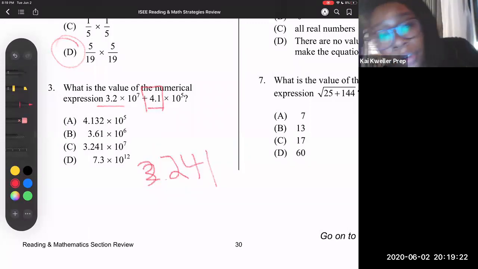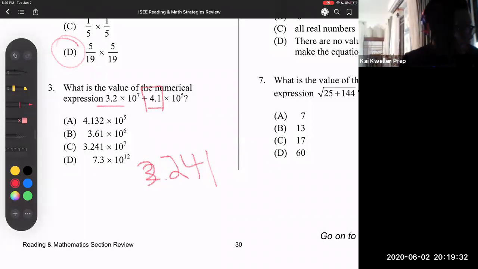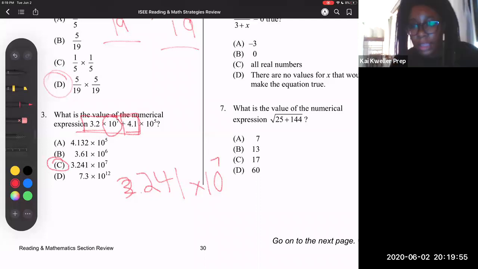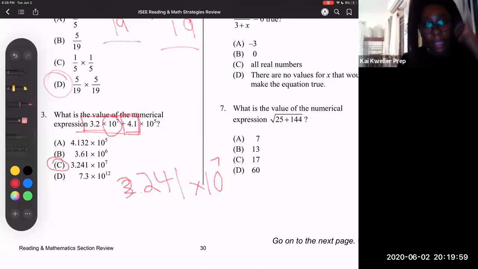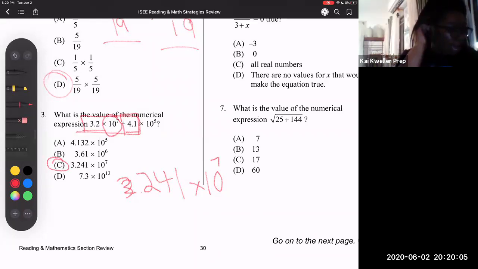Okay? You don't have to write out and expand the full 10 to the power of 7 and 10 to the power of 5. Don't waste your time doing that. And so we see the answer here as 3.241. Because you're adding them together, you're going to go with 10 to the 7 because it's the largest one there. If you were to write it out fully, it would have 7 places, because when you add a smaller to a larger, the larger number of places is what's maintained. So you always add times 10 to the largest exponent. So it's C.